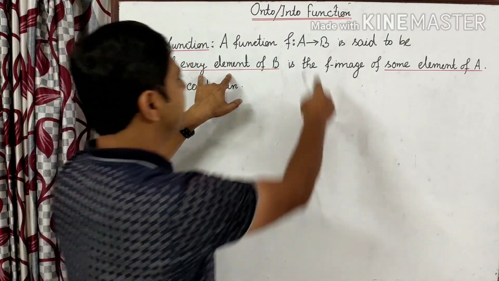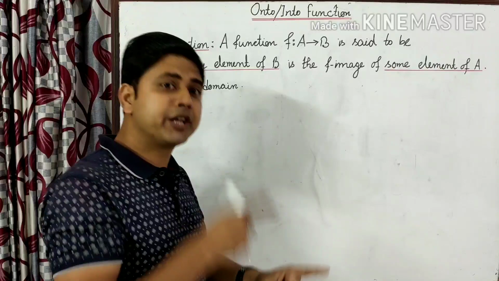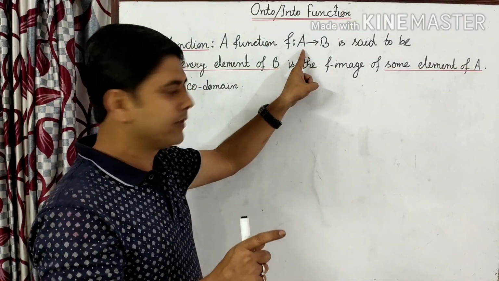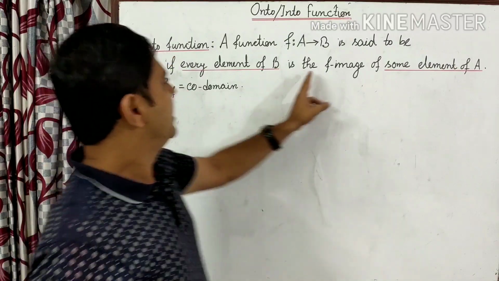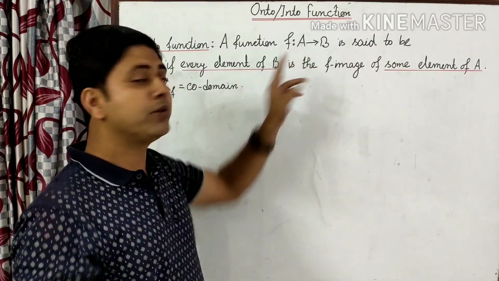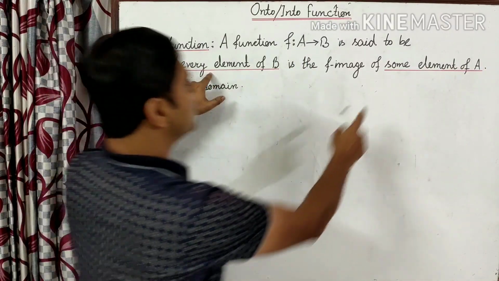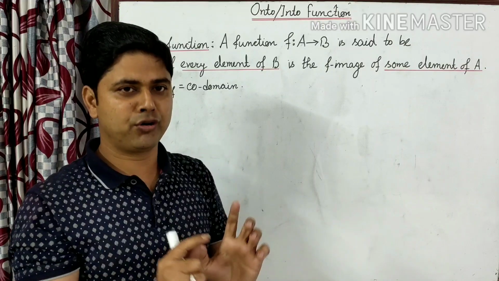Every element of set B, that means there is no extra element in set B which is not related with the set of elements of A. That means we consider all elements from set B as the f image of some element of A, which is related with the set of elements of A. These two things are so important for onto function.